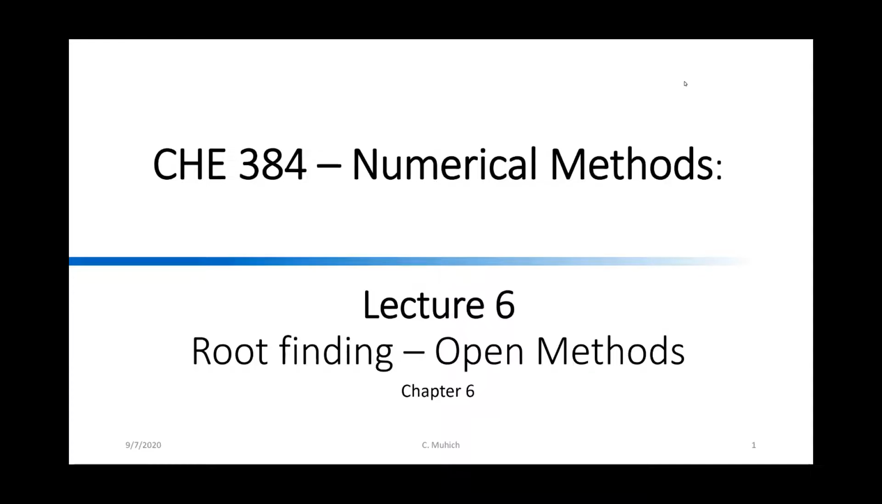Hello, everybody. Welcome to our sixth lecture of numerical methods. This is going to continue our root finding operations, looking at open methods rather than the bracketing method of last time.